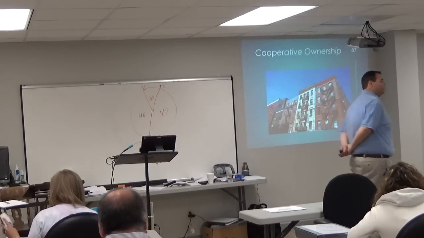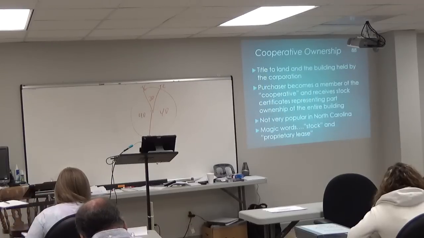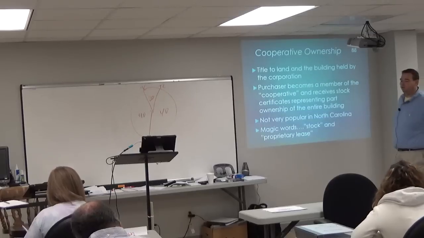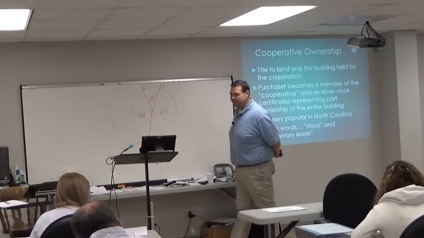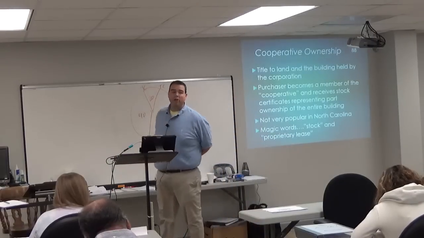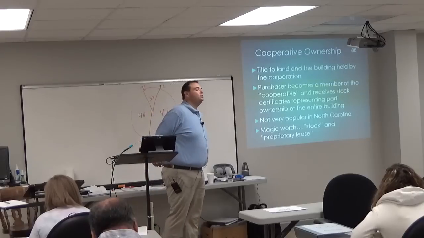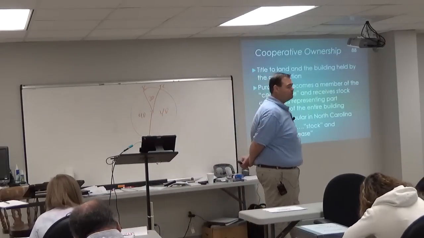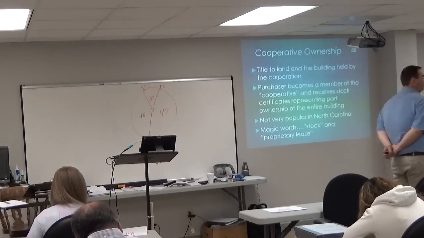We don't have them in North Carolina very much, so I'm not going to spend a lot of time talking on them, but you may see them on a test. So buzzwords to look for on a test. A cooperative is just another structure of ownership where you're not really buying land. In this case, though, you're not buying into an HOA. You're buying stock. You're buying shares of stock. And so that would be the magic buzzword you would look for on a test.